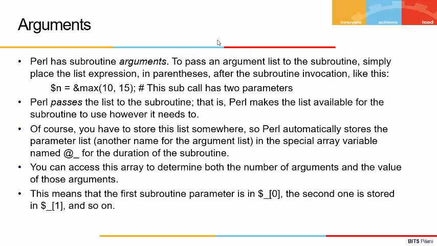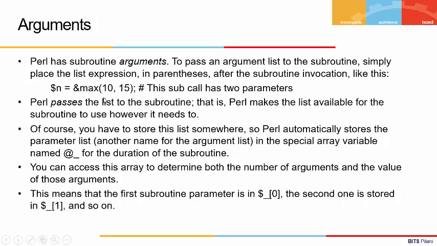And there is something called an argument. You want to call the subroutine using some kind of arguments, or assign those values, or check with them. So how does Perl do it? By using subroutine arguments. You want to pass an argument list into the subroutine, so you simply place the list expression into parentheses. This is my subroutine, max, and the arguments, the values, are put into the parentheses as you invoke the subroutine like this.